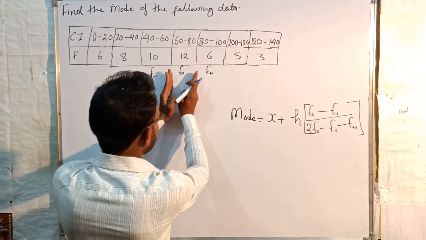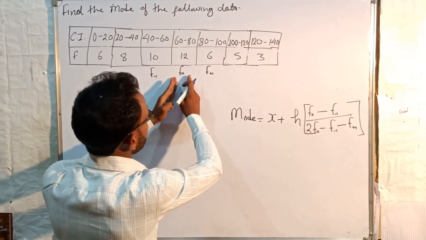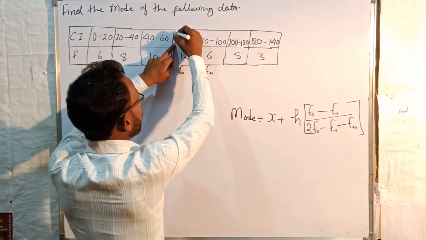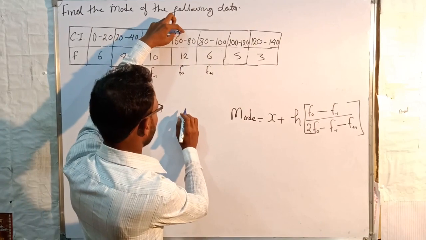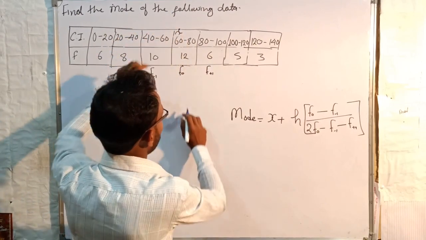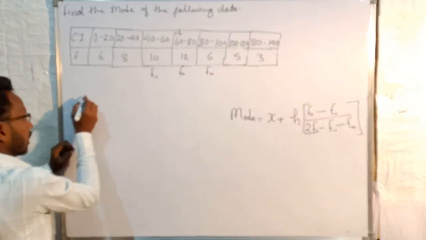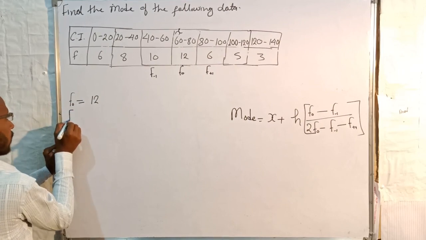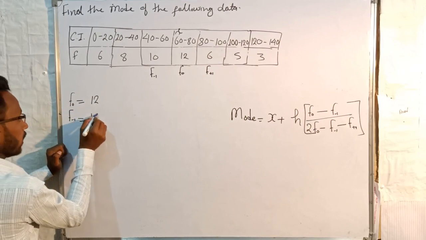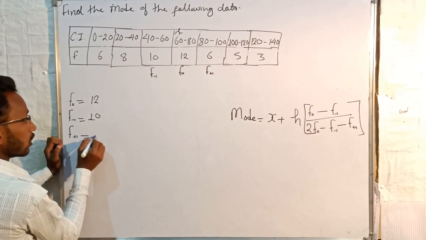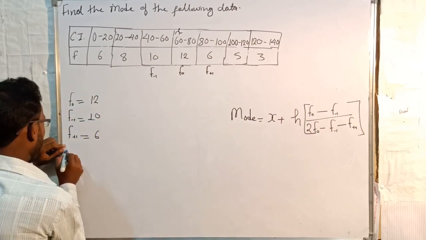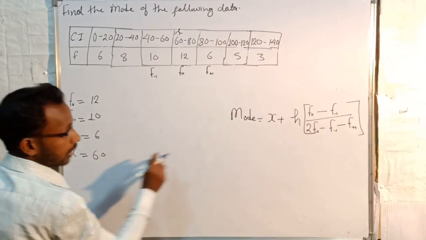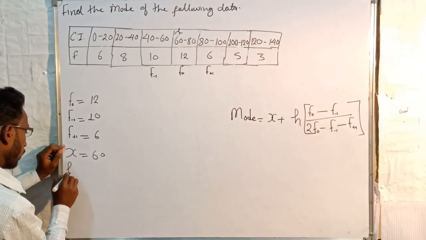And again for this f0 you have to see what the class interval is. The class interval is 60 to 80. So the lower limit of the class interval, that means the first digit, will be your x. Now write all the data. f0 is equal to 12, f minus 1 is equal to 10, f plus 1 is equal to 6, and x is equal to 60. And now what is left here? h. We also have to find the value of h.